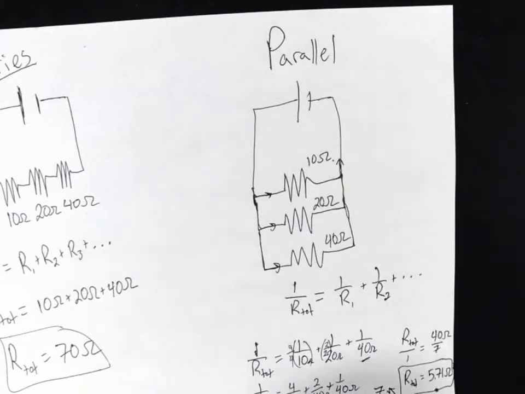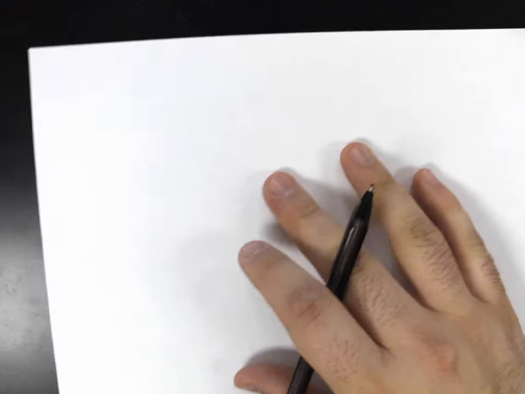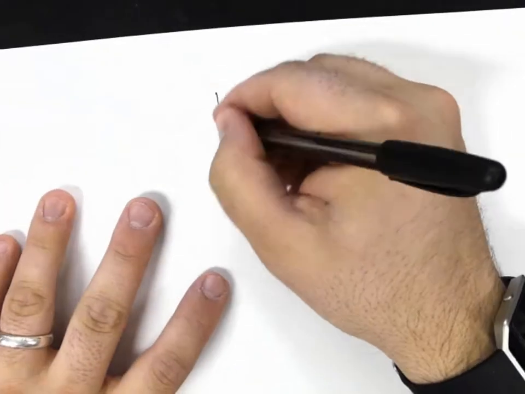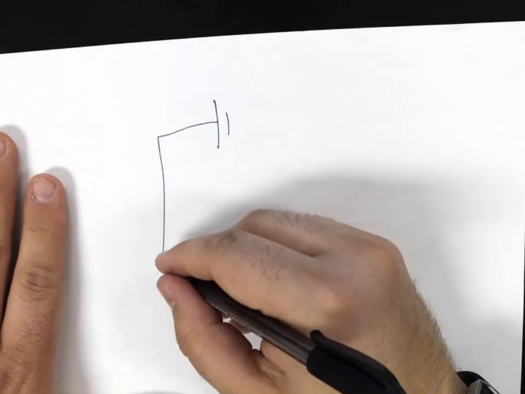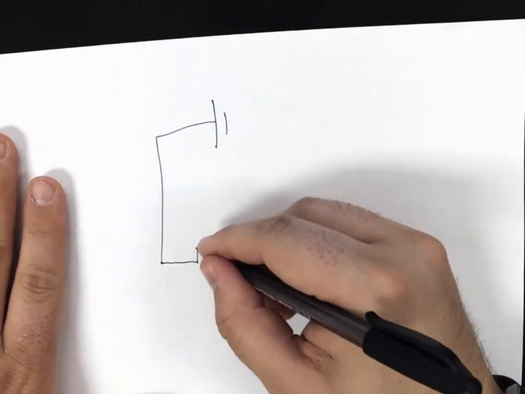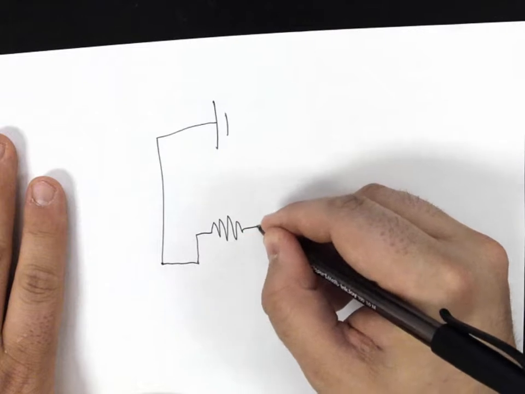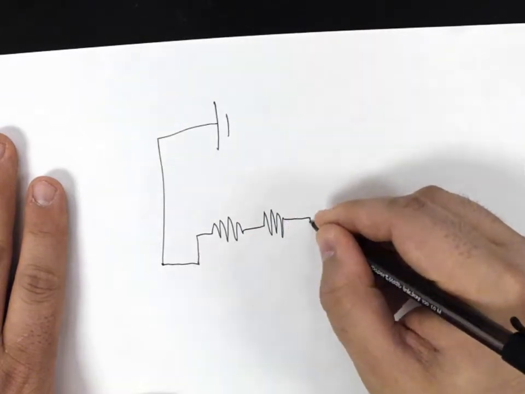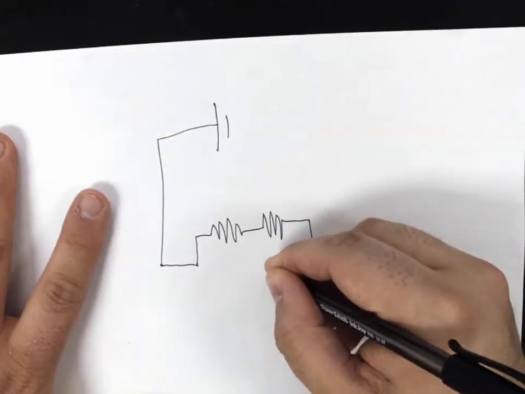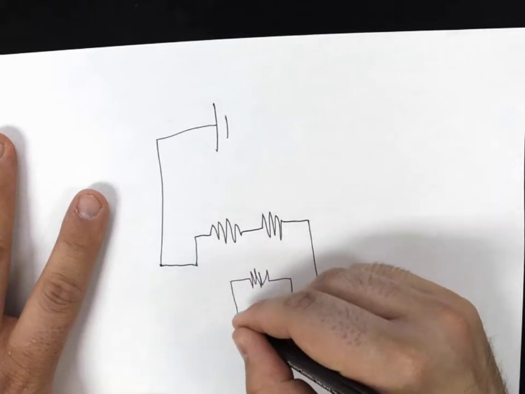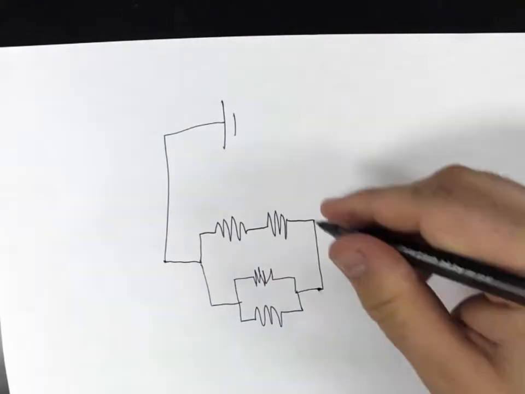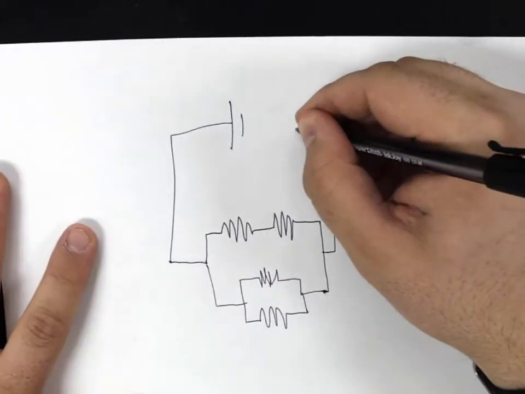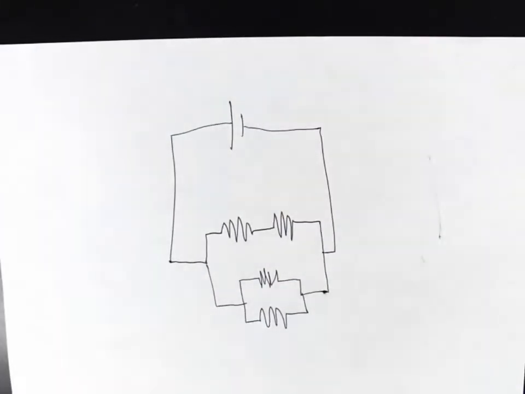Okay? Now, we go on to something slightly more complex. I have not redrawn these because I didn't want to do them just yet. So why don't we just go ahead and make one up real quick. All right? So why don't we do one that has a parallel, and then there's a series on that parallel on one side. And then there is another parallel inside of the parallel. Okay?